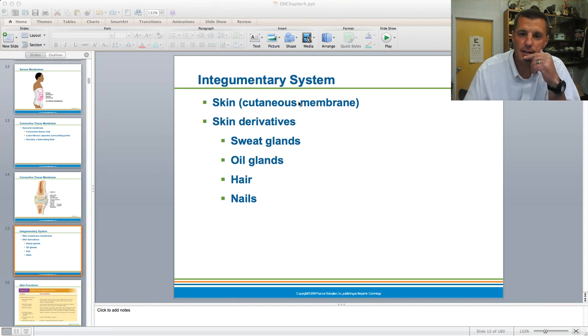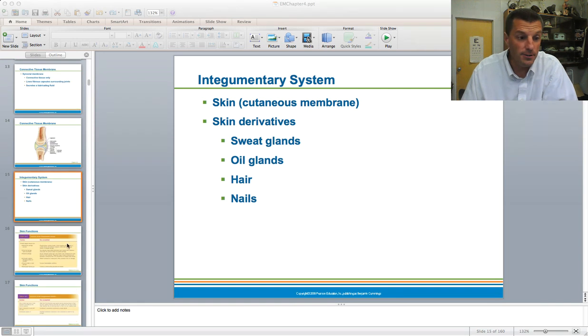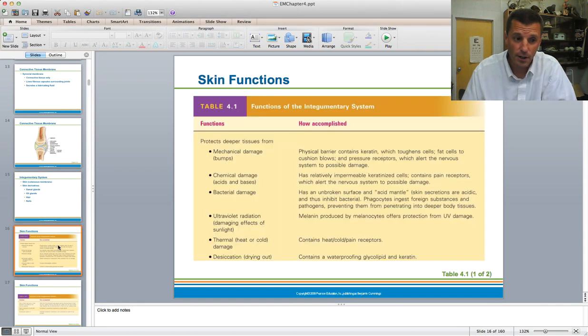Obviously, the outermost portion is simpler. The epidermis is simpler, but underneath that you have sweat glands, oil glands, and nerve endings and blood vessels and all those kinds of things that are associated with the skin. So let's take a look at that.